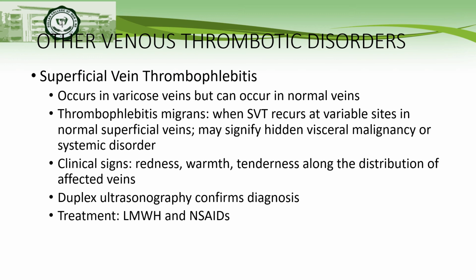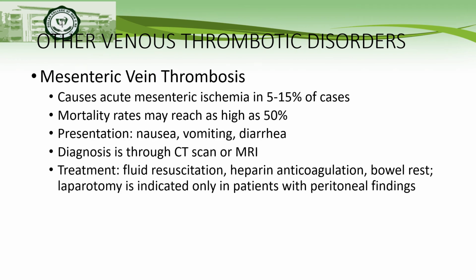Duplex ultrasonography confirms diagnosis, and treatment is NSAIDs and low molecular heparin. Mesenteric vein thrombosis causes acute mesenteric ischemia in 5 to 15% of cases. Mortality rates may reach as high as 50%.